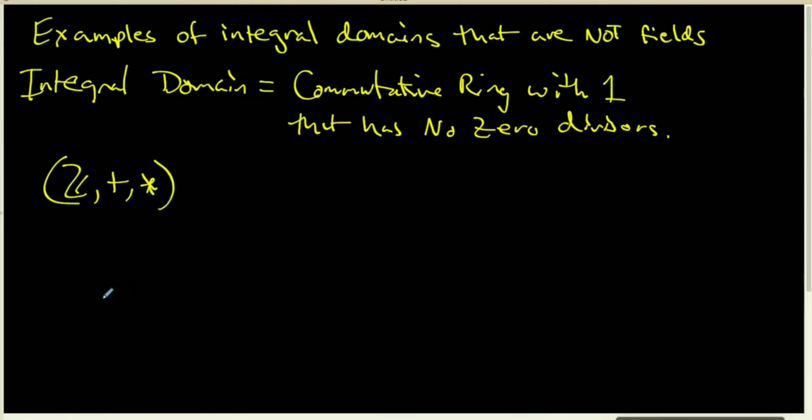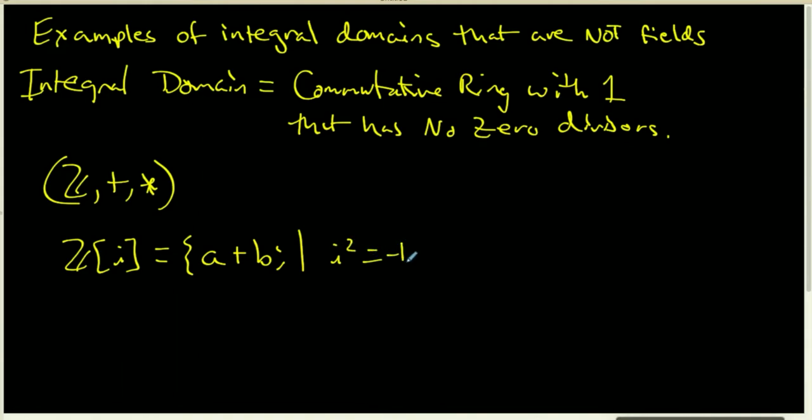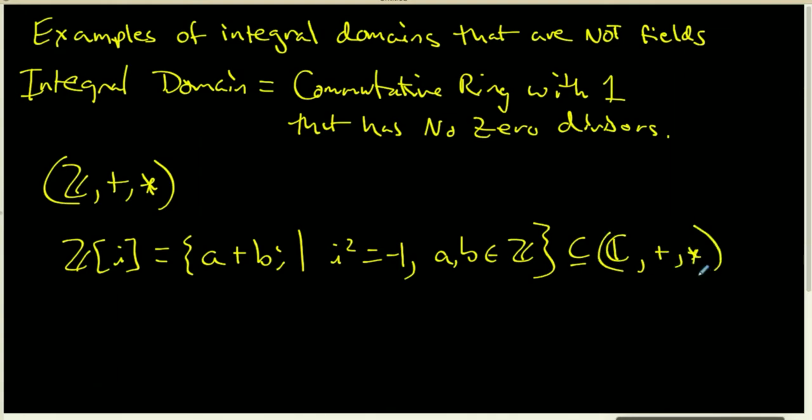And then after we studied that particular integral domain, we found a bunch of integral domains that were in some sense based on it. The first one was the Gaussian integers, which we wrote as Z adjoined with i, Z[i]. And this was simply the set of a + bi, where i squared was equal to -1, and a and b were pulled from the set of integers. And it turned out that the Gaussian integers are a subring of the complex numbers under their addition and multiplication.